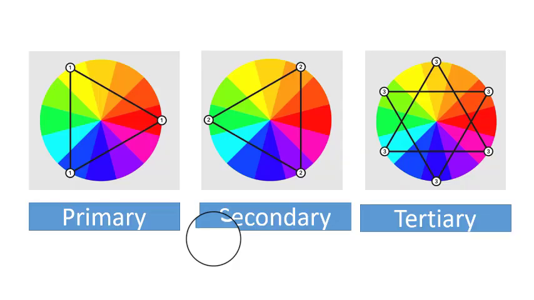Now look at this. In our color wheel we have primary, we have secondary, and we have tertiary. You can see here we have red, yellow, and blue as the primary colors. Then secondary, you can see here somewhere around there, the blue and the yellow intersect here.